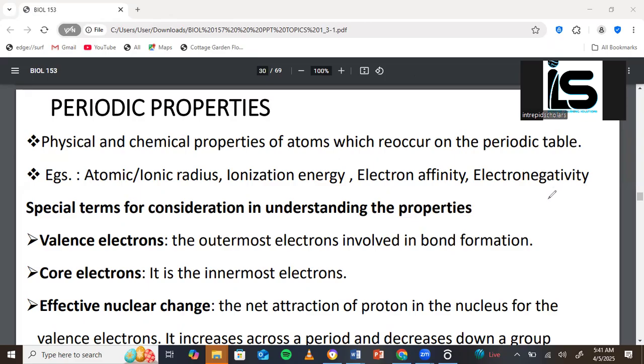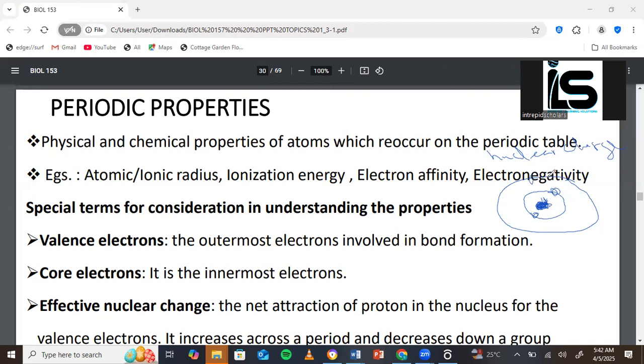For us to understand these terms, we have to look at the model of the atom like this. Usually what we draw first is the nucleus, and the nucleus is positively charged. The force from the positive nucleus is what we call the nuclear charge. Now, the electrons will be here.